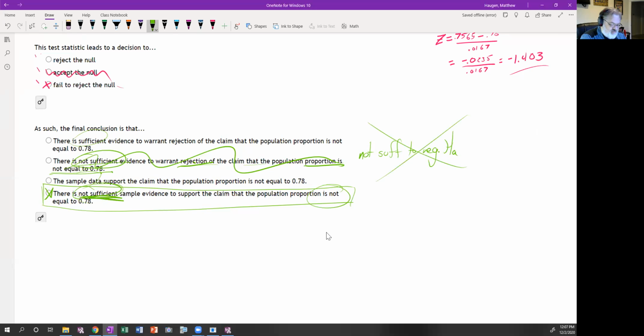We're not sufficient to support that it's not equal to that. So this is not sufficient to, I'm going to say, support the null or the alternative hypothesis. I would have liked one that said there's not sufficient evidence to reject the null hypothesis. That's what I'd want to find, but it's not on the list. Fair? The closest one is there is not sufficient evidence to support the claim, to support the people who are claiming that the assumption is wrong.